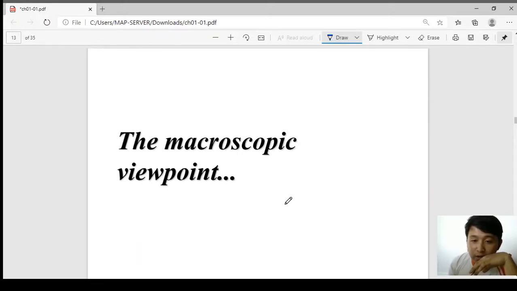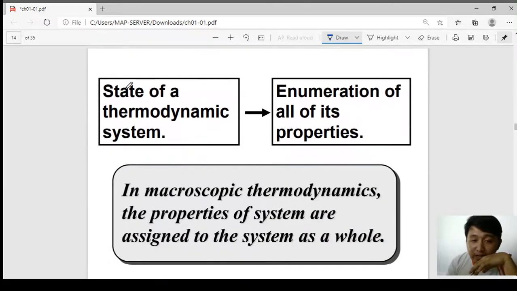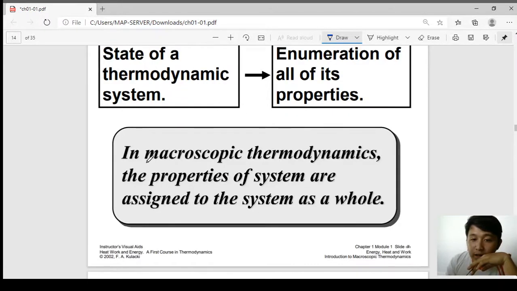In thermodynamics, just like what I said, the macroscopic viewpoint is what we use in studying thermodynamics. So there is the state of a thermodynamic system. The state is a condition of a system at a specific time with regards to its properties. Those properties are the intensive and extensive properties. So it is the enumeration of all of its properties. In macroscopic thermodynamics, the properties of a system are assigned to the system as a whole, so the whole system, not per molecule.